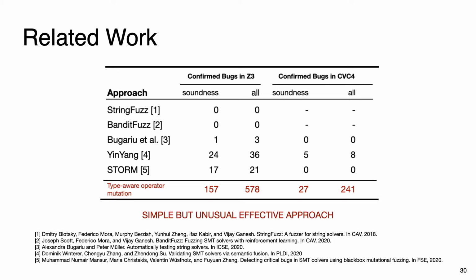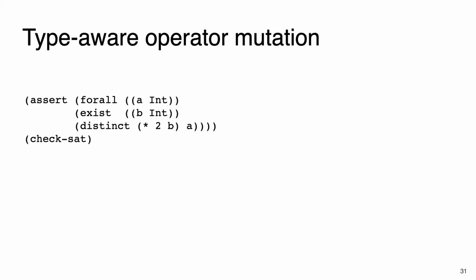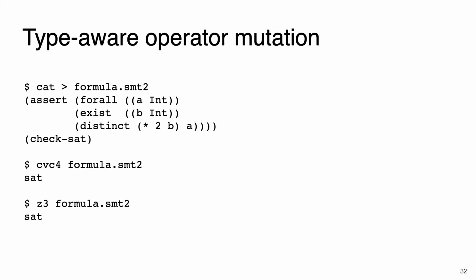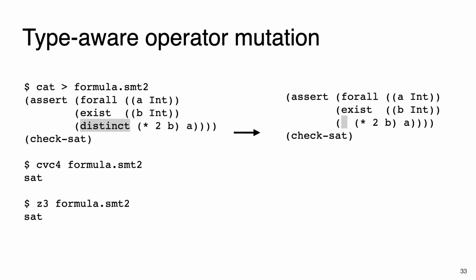Now we introduce type-aware operator mutation, this simple but effective approach for finding bugs in SMT solvers. Given a seed formula, on which both CVC4 and Z3 correctly report sat, the purpose of type-aware operator mutation is to generate a new well-typed formula by randomly mutating the operators in the seed formula.